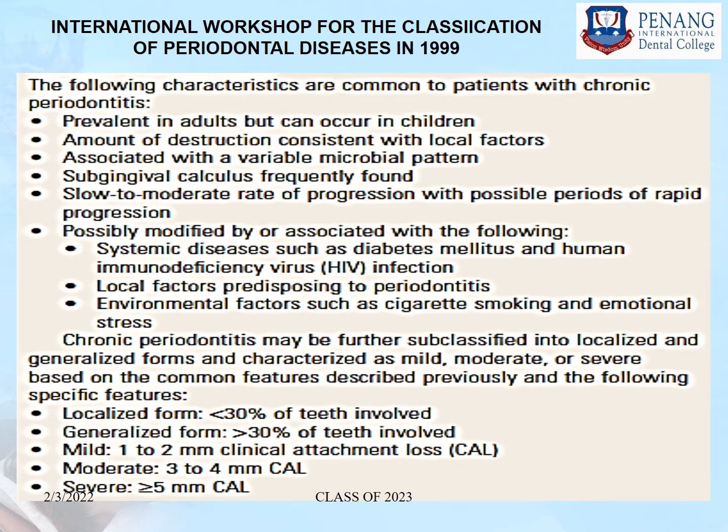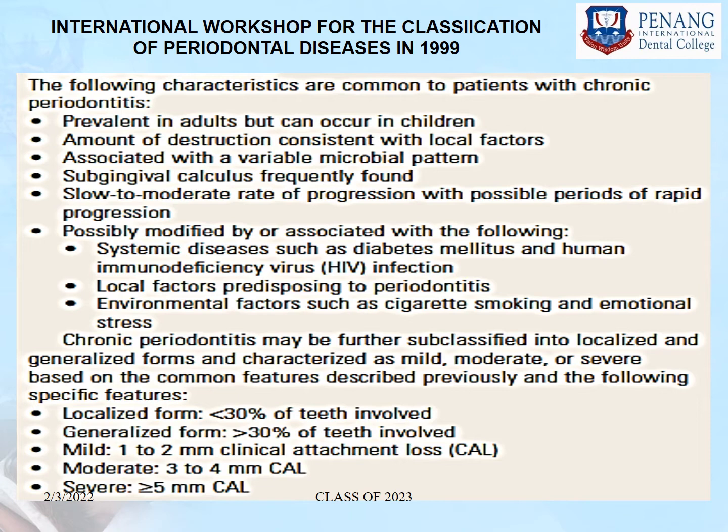It is prevalent among adults but less among children. The amount of destruction is consistent with the local factors. It is associated with a variable microbial pattern. Subgingival calculus is frequently found. There is a slow to moderate rate of progression of bone loss, with possible periods of rapid progression. Possibly it is associated with systemic conditions such as diabetes mellitus or HIV infection.